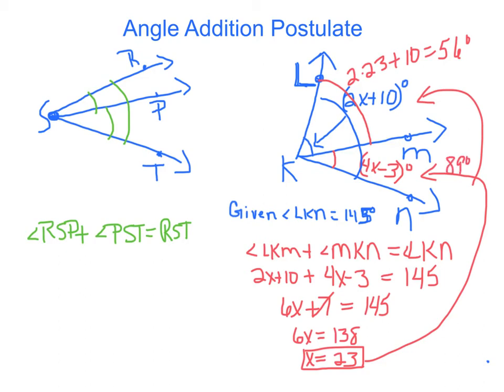Now when you add these two things back together right here, they better give you a sum of 145. And they do. 56 plus 89 equals the 145 that it says it should.